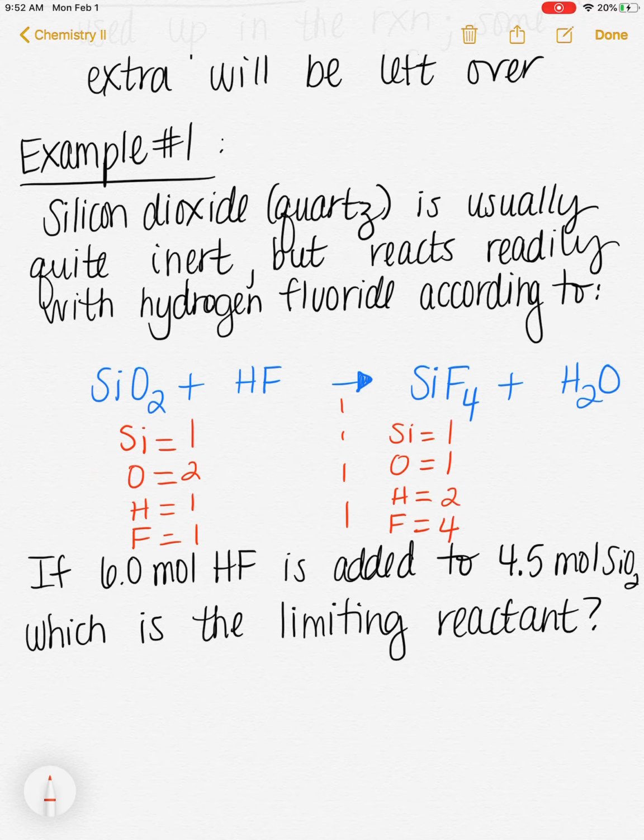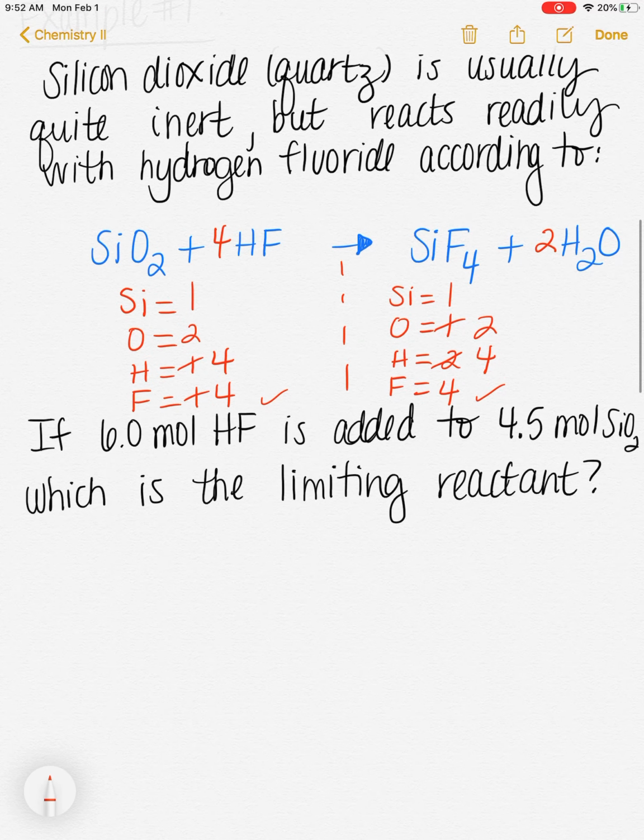So the silicons are balanced, but the oxygens are not. I have 2 on the left, 1 on the right, so I need to put a 2 in front of the H2O so that I get 2 oxygens. But in doing that, I have also changed the number of hydrogens to 4, because 2 times 2 is 4. So now I need to figure out how to get 4 hydrogens on the left. I'm going to do that by writing a coefficient of 4 here, which also changes my fluorines to be 4, which is actually good, because then that means that my fluorines are balanced and the equation is balanced.